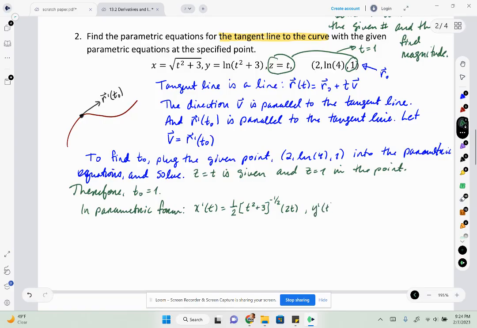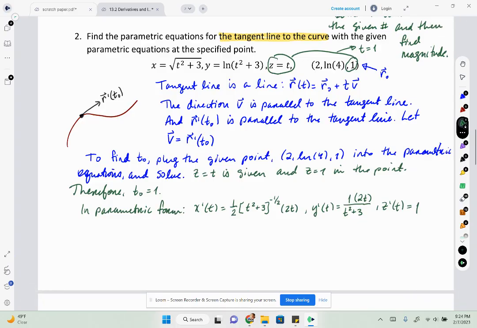Y prime of t is equal to, now I'm taking the derivative of the natural log of t squared plus 3. That'll give me 1 over t squared plus 3 times the derivative of t squared plus 3, which gives me 2t. And then finally, z prime of t, well, z is just t, so z prime is just 1.